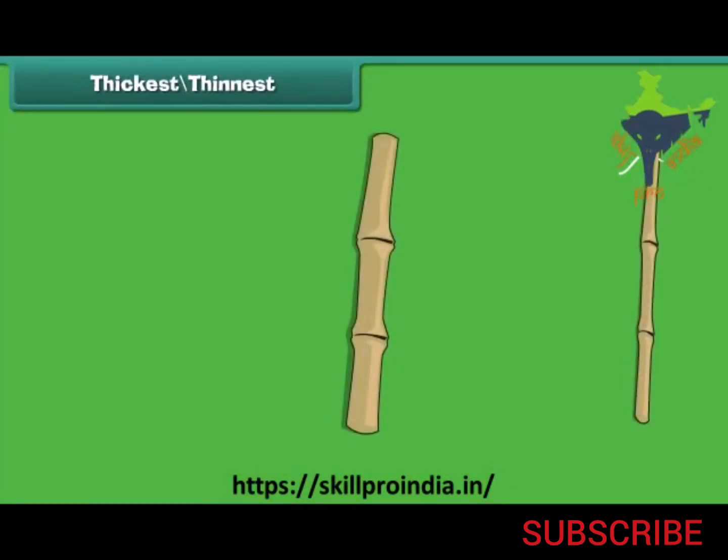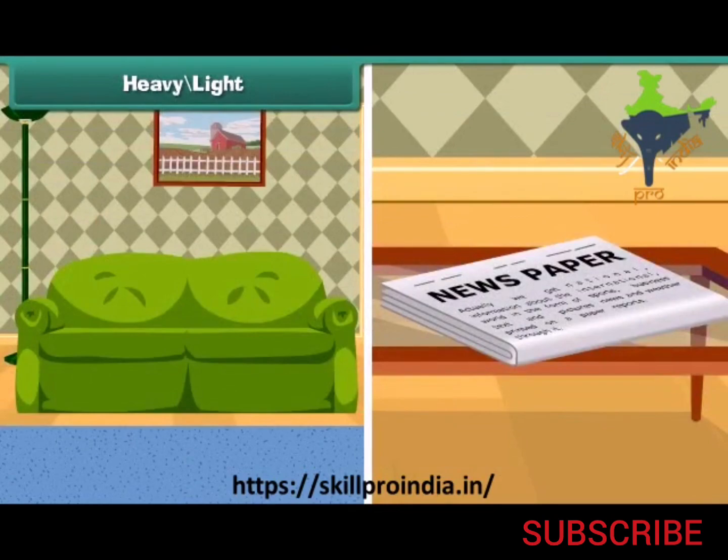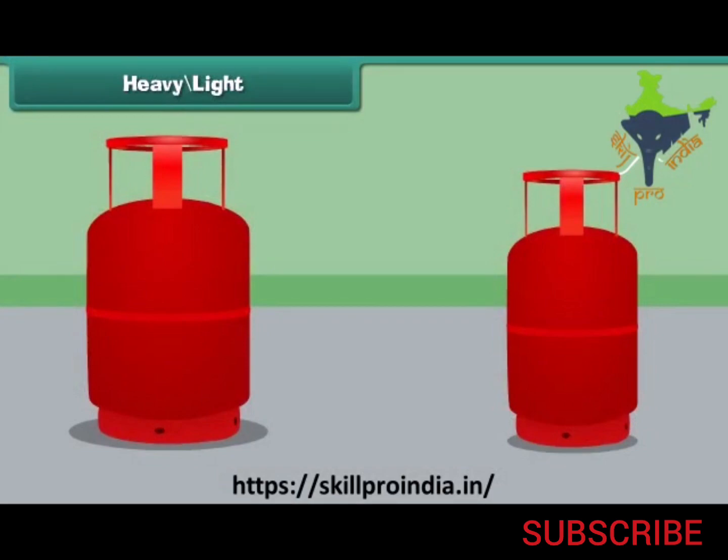To compare the thickness of more than 3 objects, we use the words thickest and thinnest. The first stick is thickest. The third stick is thinnest. Things which are difficult or impossible to lift are heavy, and things which can be carried easily are light. The cylinder on left is heavy, and cylinder on right is light.